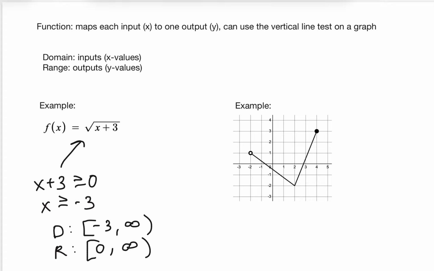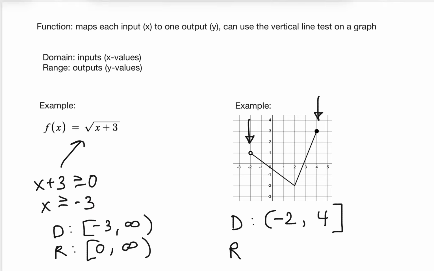Now, if we look at the example that is the graph, you can see we have open circles and closed circles on this graph. So from the graph, our domain, we're looking left to right. So our furthest left point is at -2, and it's an open circle, so we're going to use parentheses, -2, and then our furthest right point is right there at the 4, and it's a closed dot, so we're going to use square brackets.